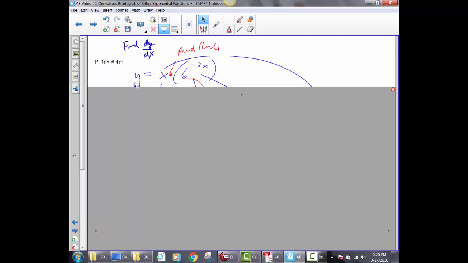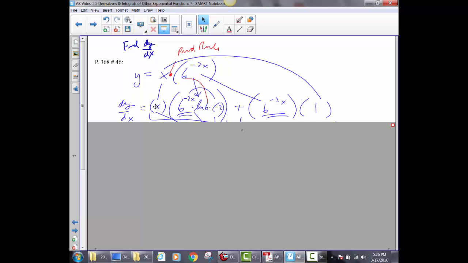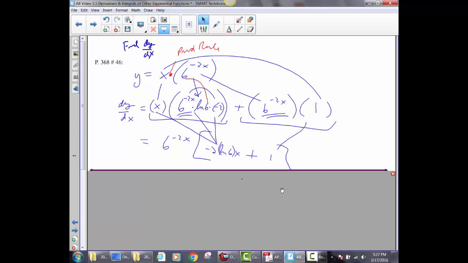Find dy/dx, y equals x times... they won't put that times there, they'll just put a parentheses, but that means we've got a product rule. So we have the first factor times the derivative of the second factor. The derivative of a to the u is a to the u times ln a times du/dx. So it's 6 to the negative 2x times ln 6 times the derivative of the ugly exponent negative 2x, which is negative 2, plus the second factor times the derivative of the first factor.